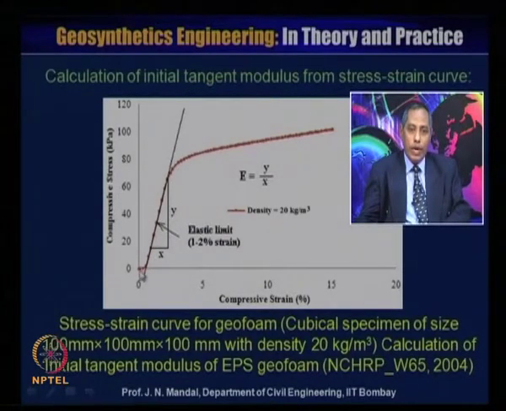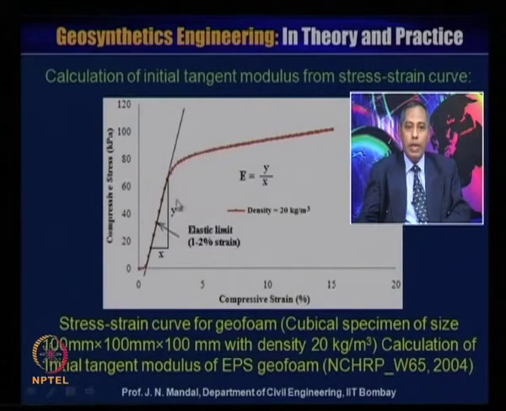You know that the seating correction is 1%, and you can draw a tangent and take the slope of this curve. So, this is the y and this is the x. This is the elastic limit, at a strain of about 1.2%. Then you can calculate the initial tangent modulus, E equal to y divided by x, that means the slope of this curve.